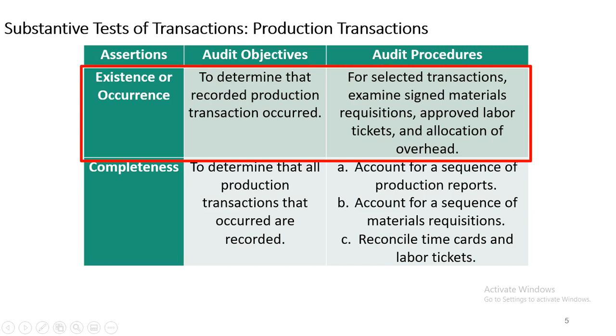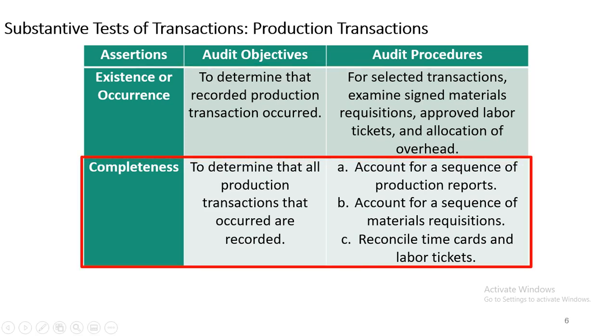For example, for raw materials, you're going to check for the materials requisition, for direct labor, the labor tickets, and for overhead, the allocation of overhead. So from records to the different source documents. And then for the completeness assertion, the objective is to determine that all production transactions that occurred are recorded.